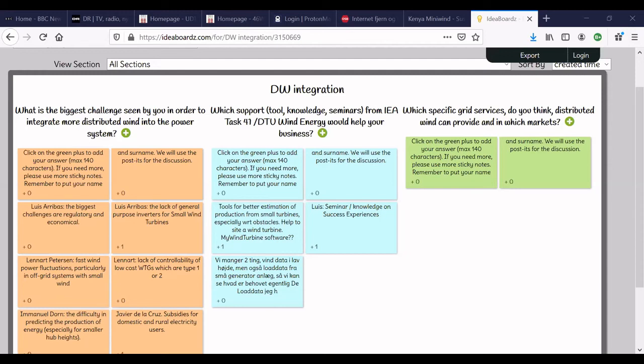Okay. But what is the control aspect of it? I mean, one thing is you are designing for certain support. But in the control aspect, is that something challenging for distributed wind, or is it the same for any wind turbine?